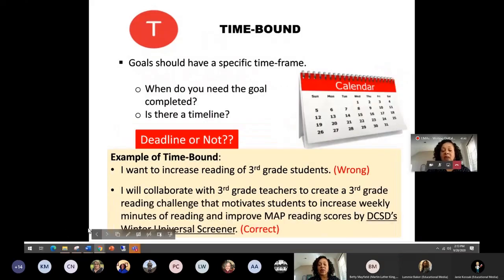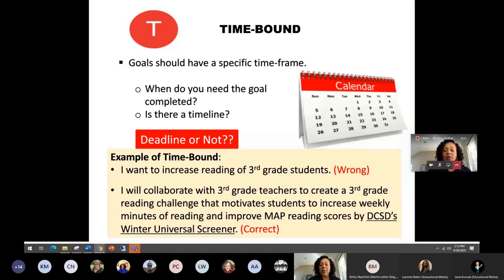The final letter is T for time bound. Goals should have a specific time frame. You can't just say, I want to increase reading and stop. When do you want to increase reading? How long will it take before you can achieve this goal? Is there a time frame for whatever you have decided will be your performance goal?